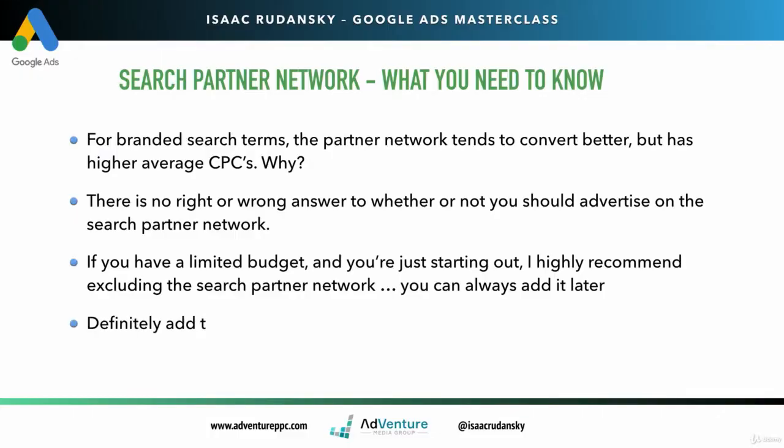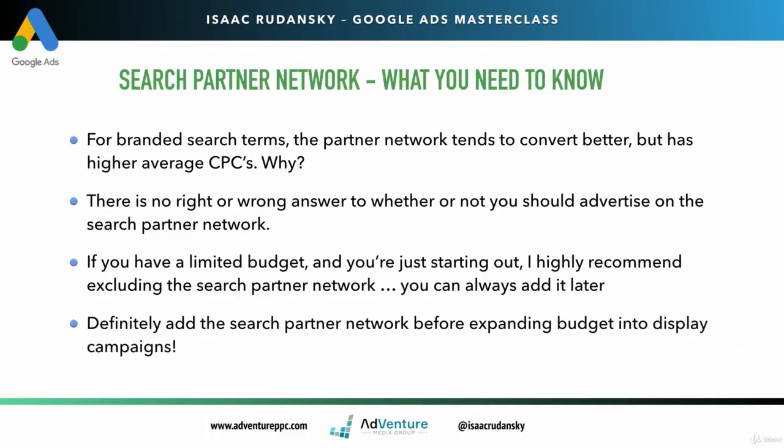And if this is your first campaign or your first group of campaigns, or if you think you have more money that you could spend on Google search, then you should continue to exclude Google Search Partners except for branded traffic and only work on the Google Search Network. I highly recommend that strategy. Definitely add the Search Partner Network before expanding budget into display campaigns, right? We spoke about how display is this interruptive marketing. It's a totally different context. You're showing ads on the sides of blog pages. You have no ability to capitalize on commercial intent. The Google Search Partner Network still capitalizes on commercial intent.